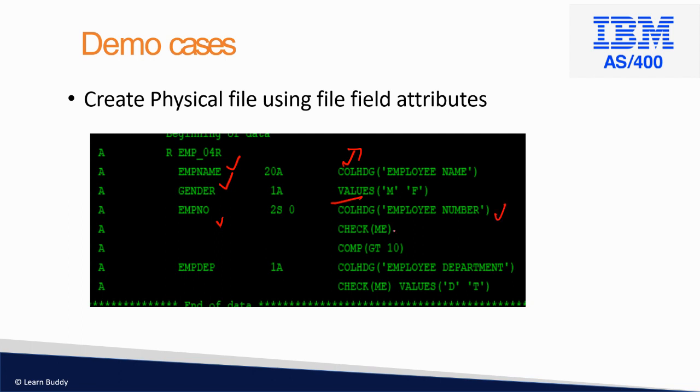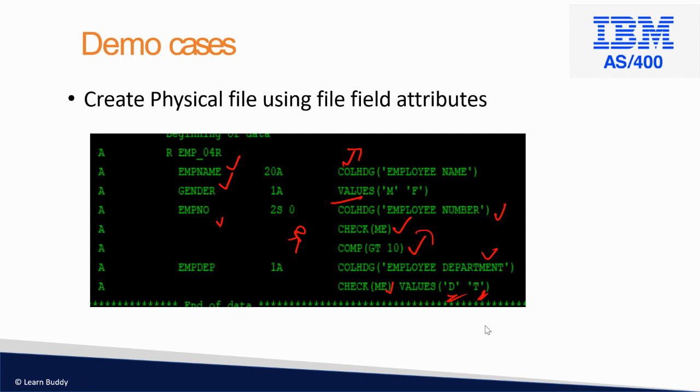And here you can see the employee number. Here I use a column heading along with CHECK and also COMP GT 10. GT 10, in a sense, means my employee number should be greater than 10. If it is less than 10, I don't want to allow that value, and it always should be greater than 10. And for employee department, you can see the column heading is given, and CHECK ME, so that check value should be entered. And here you can see the values DRT, development or testing. I'm just assuming only two values can be entered for this.